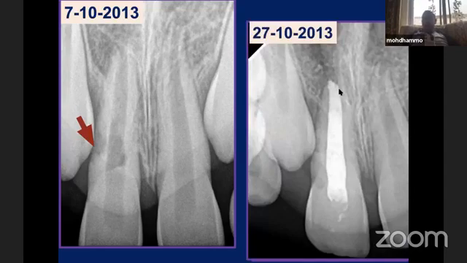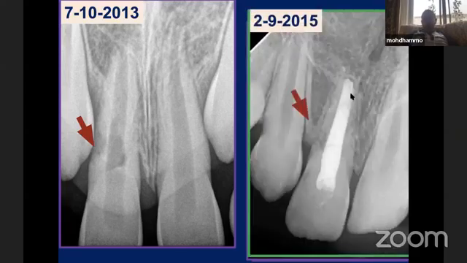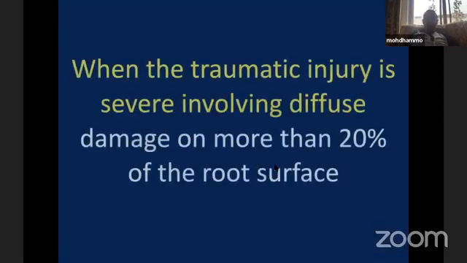Then I made my obturation here. So let's make the follow-up. Let's see this case after 2 years. You can see here the resorption stopped. No more resorption, no more radiolucency. We can consider it as a successful treatment.